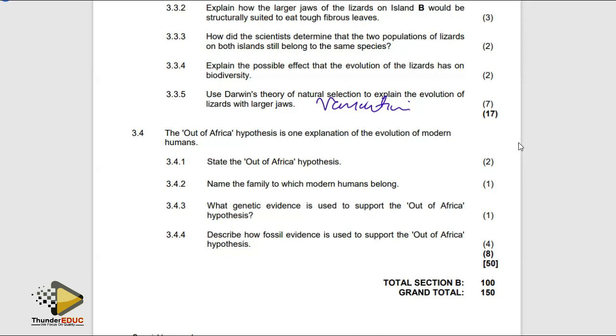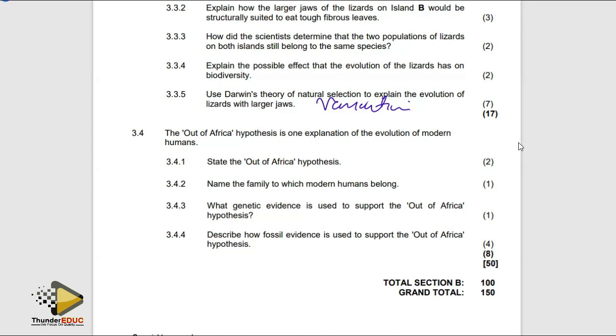I'm repeating, there is variation among the lizards. You tell us the variation: those lizards with large jaws and those with small jaws. Those with the large jaws could eat the tough food. Then they survived, reproduced in large numbers, and passed their genes to the next generation. Those with the small jaws could not eat enough food, therefore they died in large numbers, and this is called natural selection.